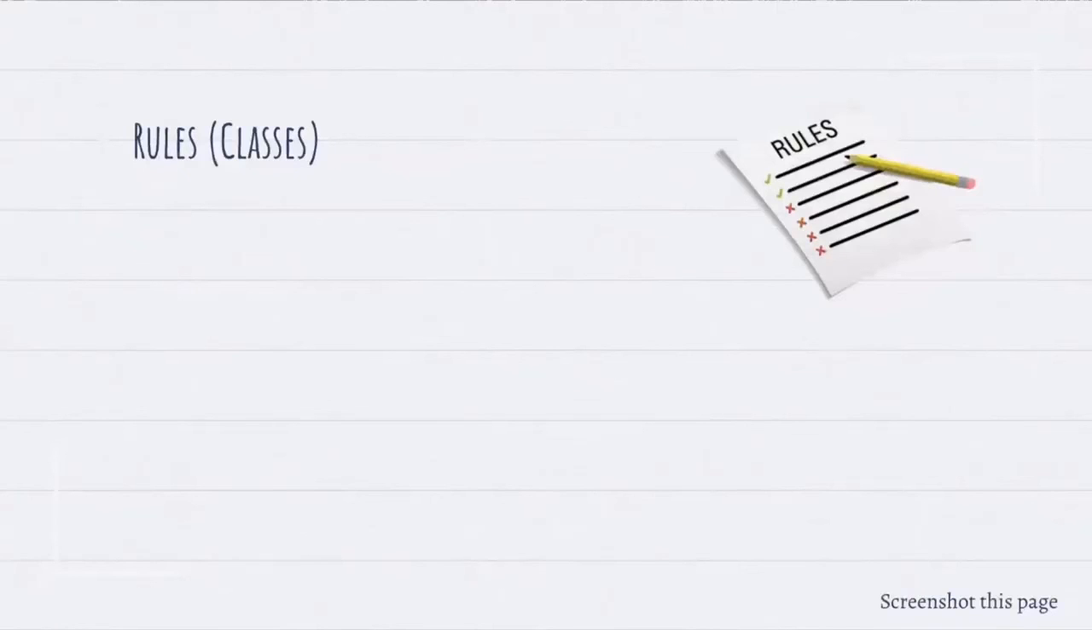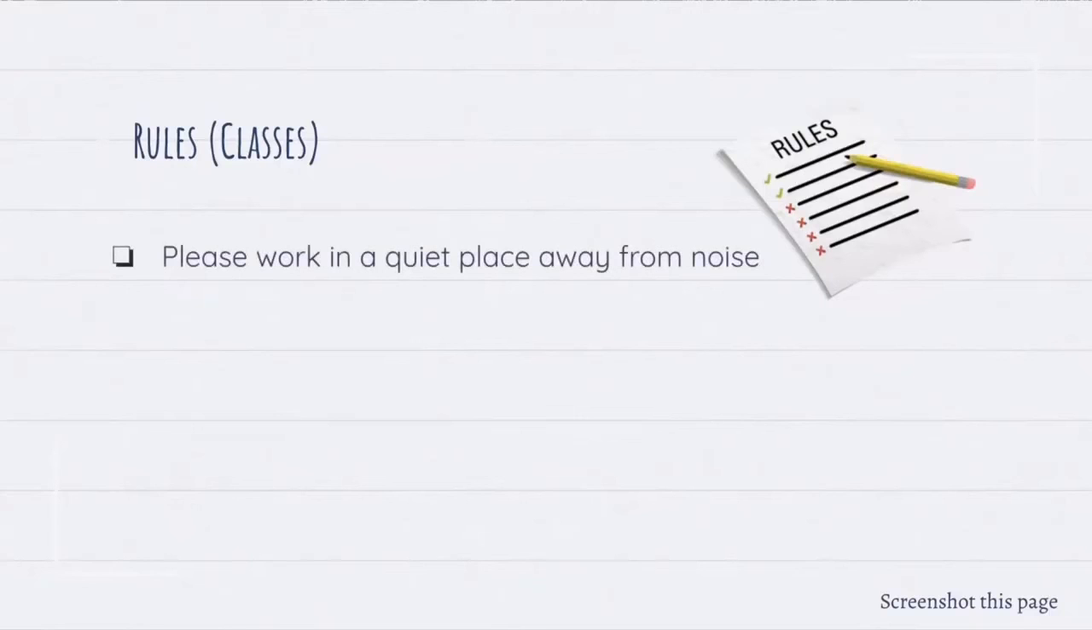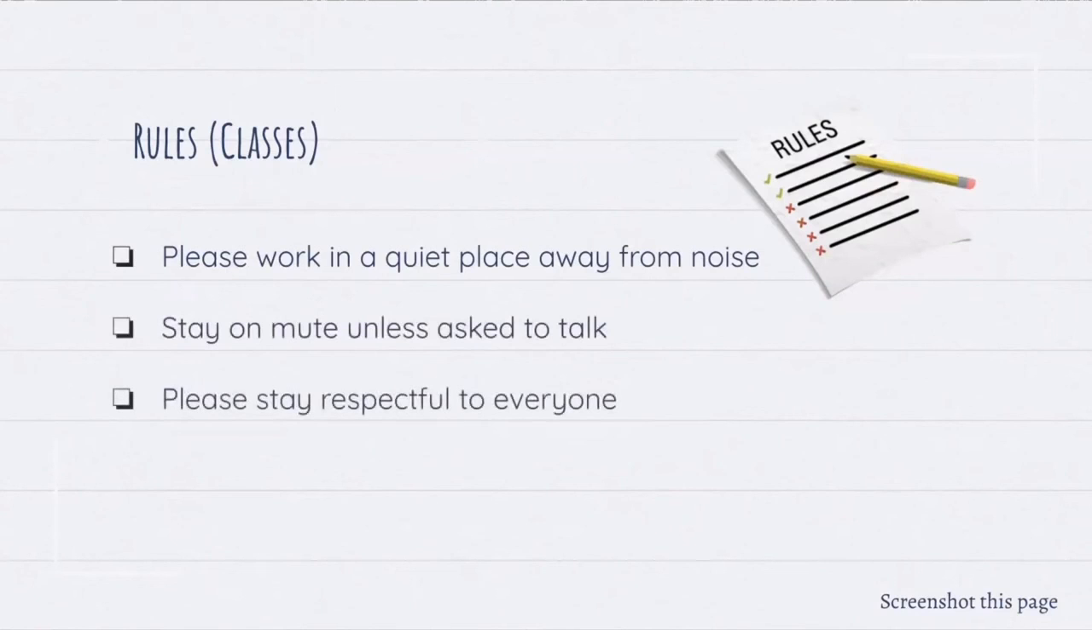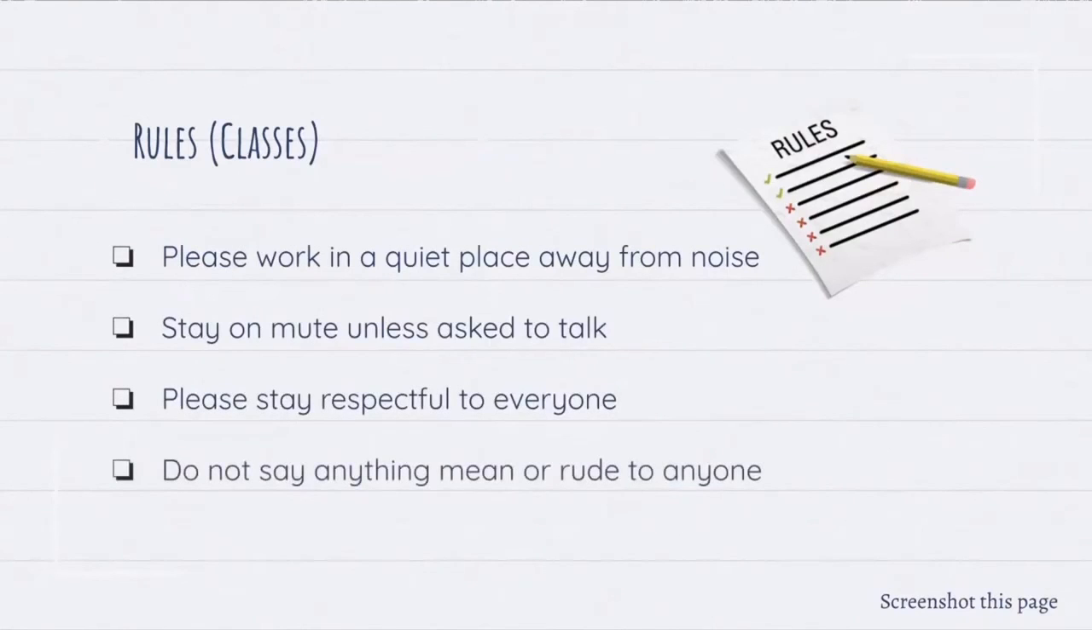And the rules for the classes. So you want to set these rules at the very start of your class. So just tell them, please work in a quiet place away from noise. Stay on mute unless asked to talk. And you want to stay respectful to everyone. And do not say anything mean or rude to anyone. So these are the rules you would use at the start of your class just to set the boundary line.